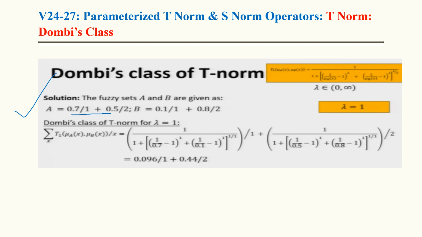This is fuzzy set A, this is fuzzy set B. So first we have to take 0.7 in this and 0.1 in this, right? So this is 0.7 and this is 0.1, for fuzzy sets A and B. Next we have to take 0.8 and this is 0.5. So in this way we calculate, and it will take time, so it is not easy, therefore it would not be asked in the final exam.